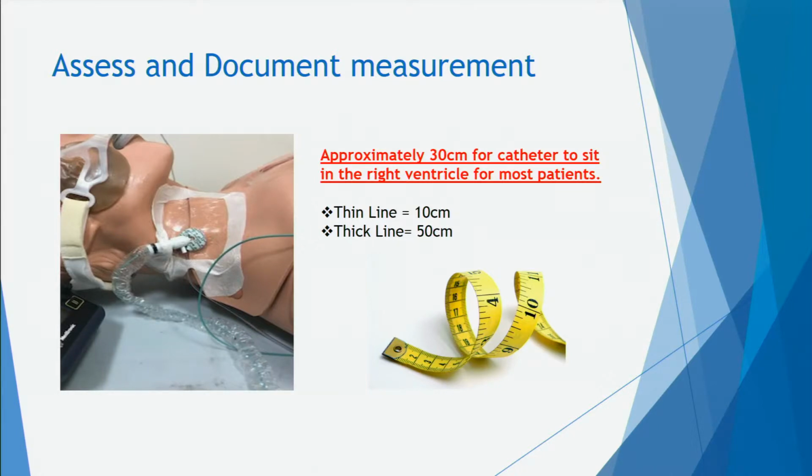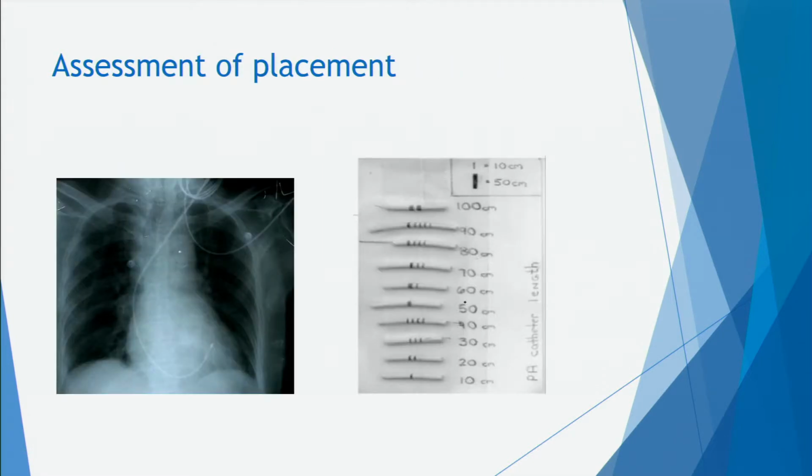So for most patients, around 30 centimeters is actually going to be where the catheter is sitting in the right ventricle, which is where you want it to be. This is a picture of an x-ray. And so you can see down here at the bottom where it kind of just cups into the right ventricle like that. And that's the tip of it at the bottom is where you're going to get the pacing.